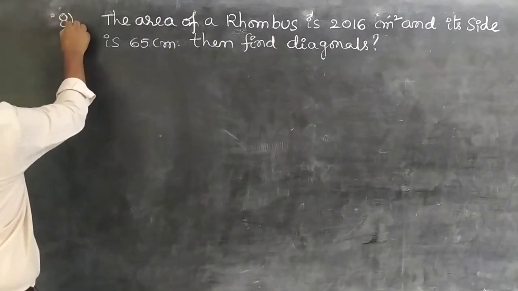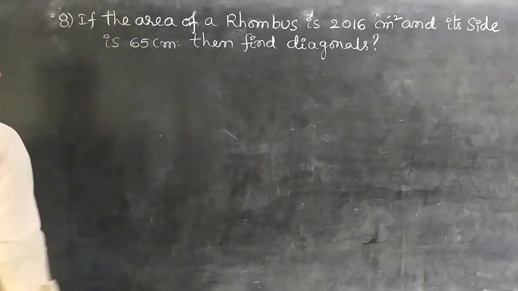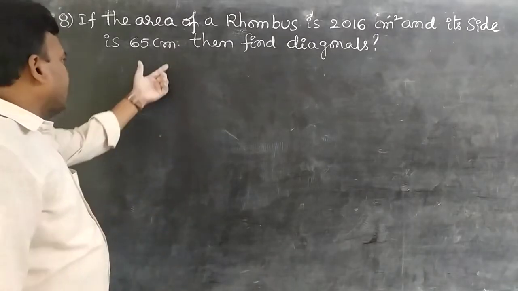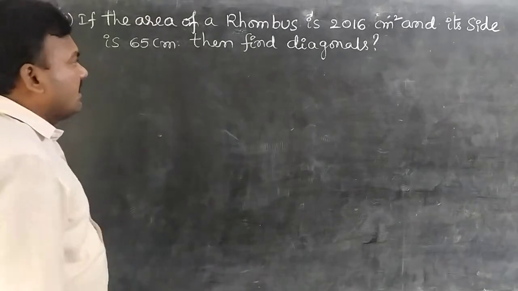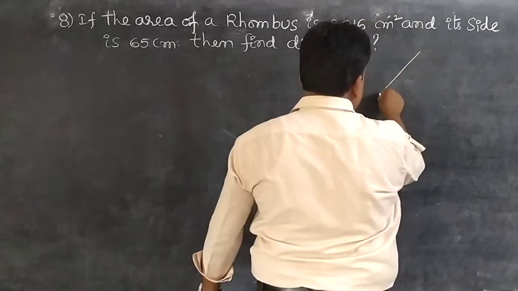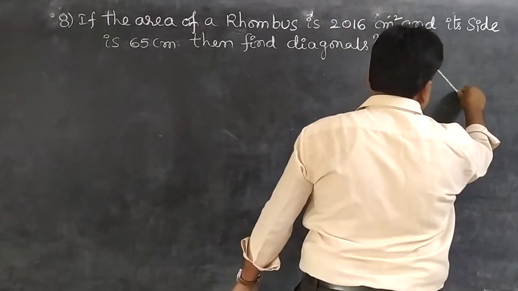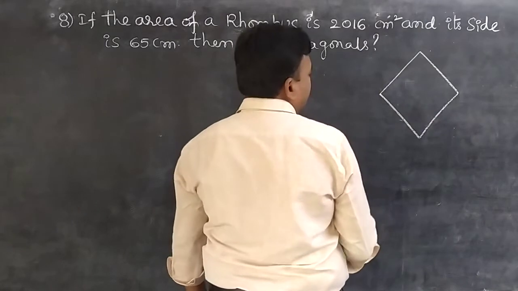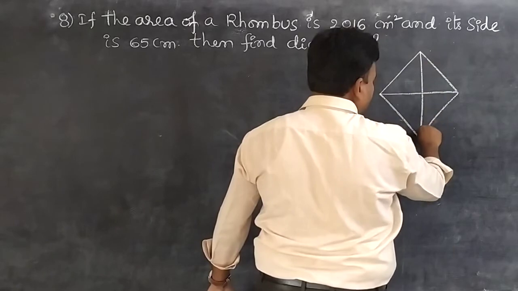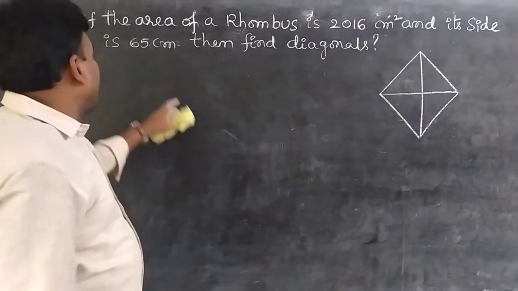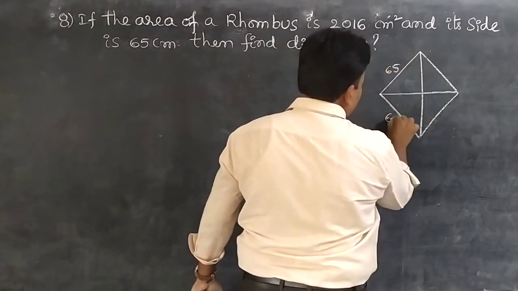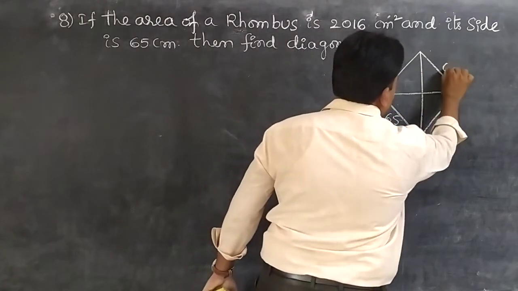First of all, what is given? If the area of a rhombus is 2016 square centimeters and its side is 65 centimeters, then find the diagonals. Draw a diagram, students. First a rhombus, and also the diagonals. The side value given is 65 centimeters. Side means this value 65, and here also 65, 65 and also 65, students.